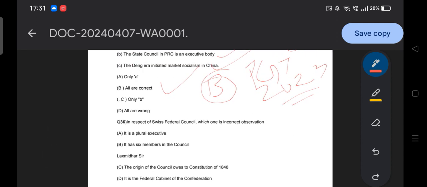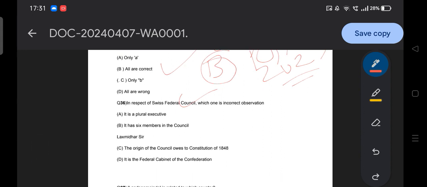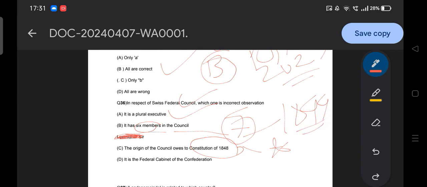Moving to the next, in respect of the Swiss Federal Council, which one is an incorrect observation? It is a plural executive, correct. It has 6 members. No, as I discussed, it's a 7-member body, not 6 members. And the origin of the council was 1848. The origin of the council is 1848, but the operation is basically 1899. And it is the federal cabinet of the confederation. Yes, it's the federal cabinet of the confederation.